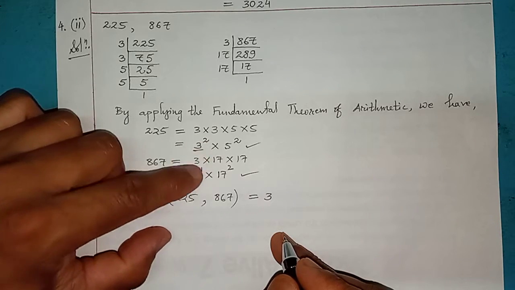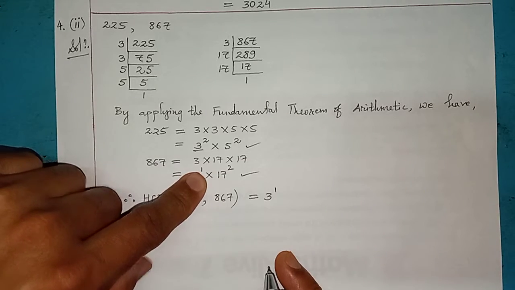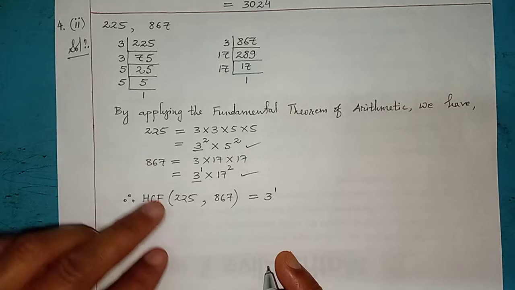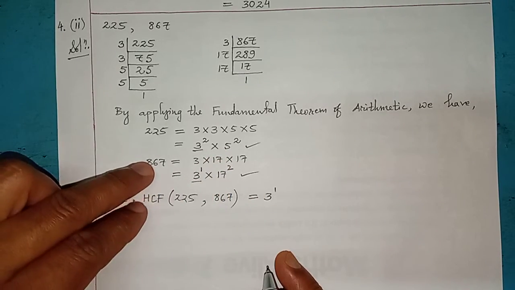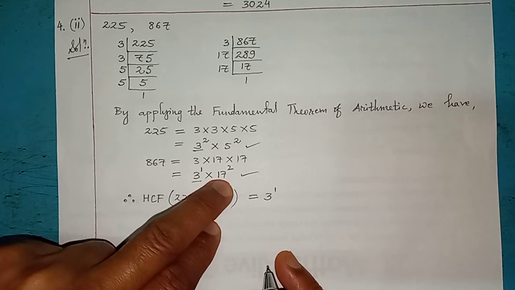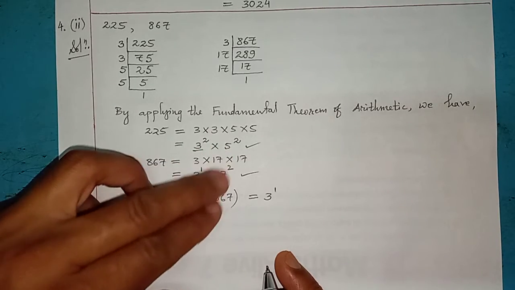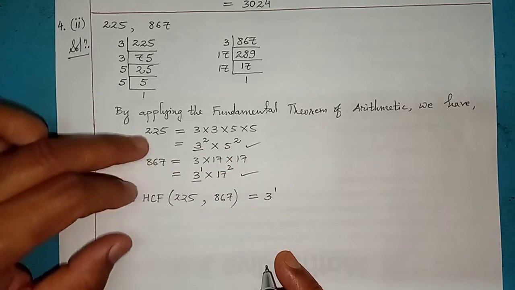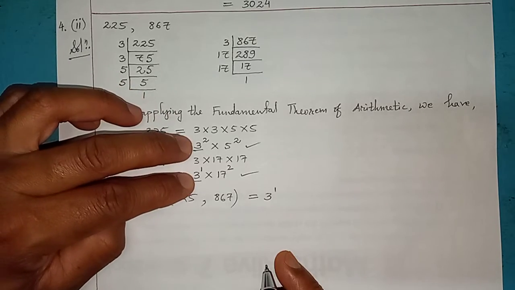So which is smaller? Which is the smallest? 1. So write 3 power 1. Now see, in 225 we have the prime factor 5, but you can see that in 867 there's no 5, so 5 is not a common prime factor. Same way in 867 we have 17 as a prime factor, but in 225, 17 is not there. Means 5 is not common and 17 is not common; they are present in only one of the given numbers each, but 3 is present in both, so 3 is a common prime factor.